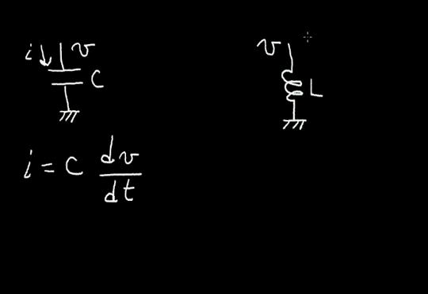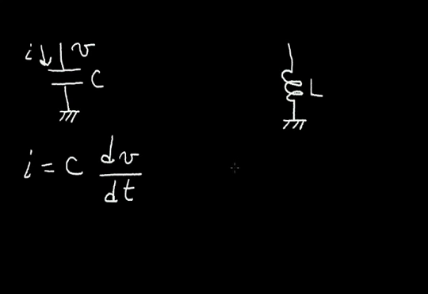Inductor versus a current, I, through the inductor. The equation is V equals the inductance times di dt. And I will explain what di dt means in a moment.